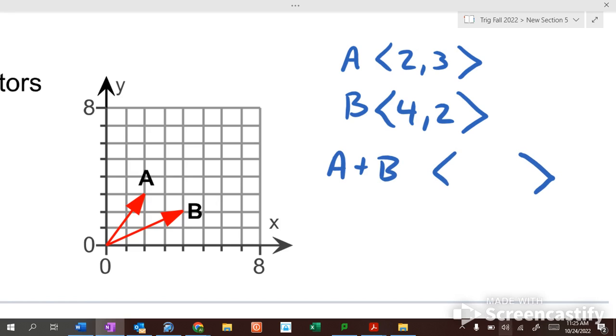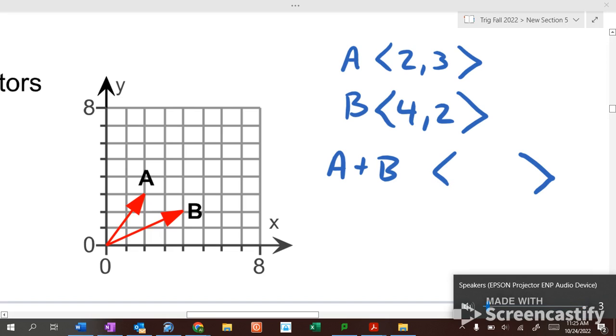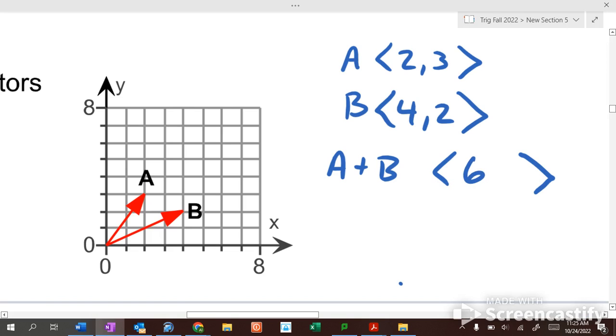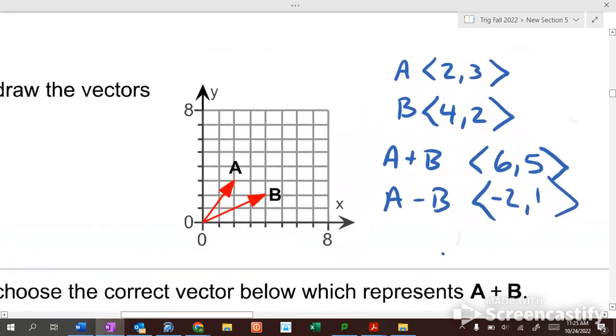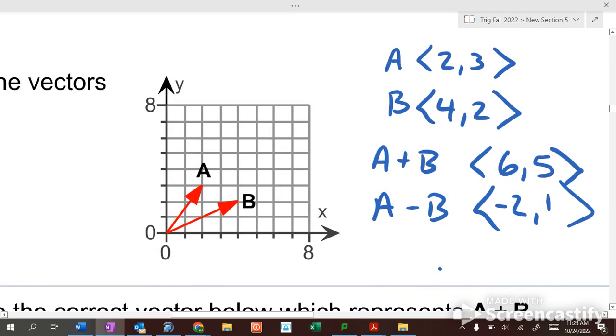6, 5. Okay, 6, 5. What would A minus B be? Negative 2, 1. Okay? What is that 2, 3? You go 2 to the right and 3 up. Just like an ordered pair. Okay. 4 to the right, 2 up.